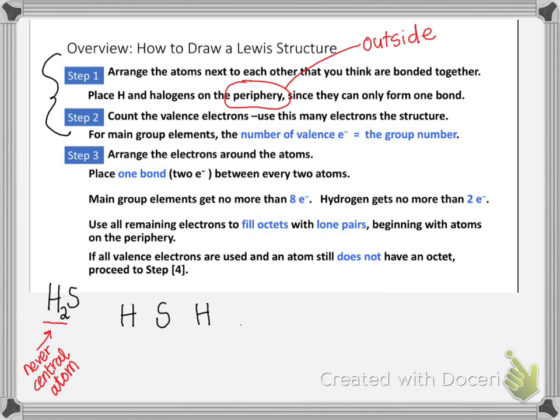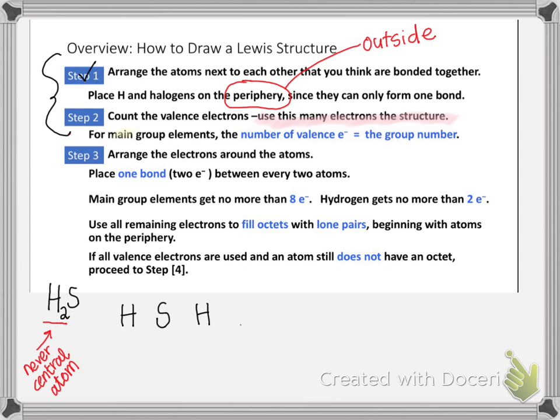Okay, so that would be step 1. Check, we arranged them. Step 2, it says count the valence electrons. Use this many electrons in the structure. And that's an important idea. So we're going to be counting up our valence electrons, and that is going to be how many dots or electrons we can use.